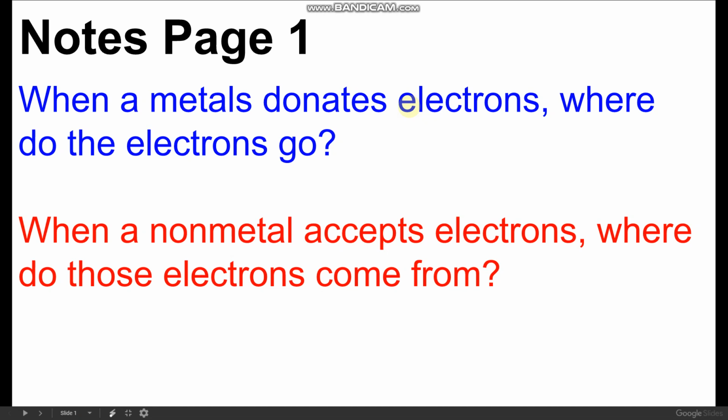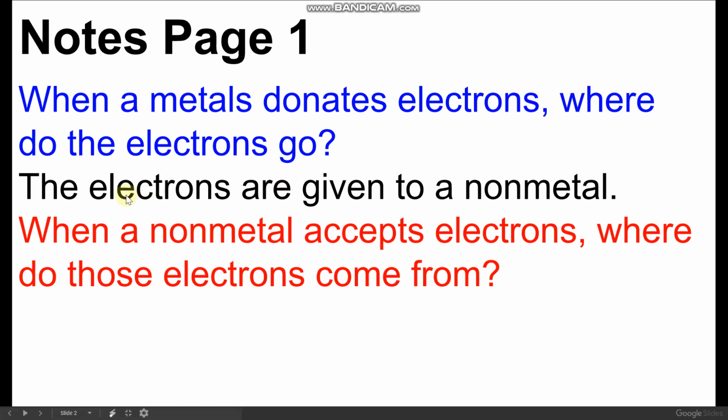So remember that metals donate electrons. One question that you might have is, when a metal donates its electrons, where do those electrons go? Well, those electrons are given to a nonmetal. So a metal is only going to donate its electrons if there's a nonmetal around for it to donate those electrons to.